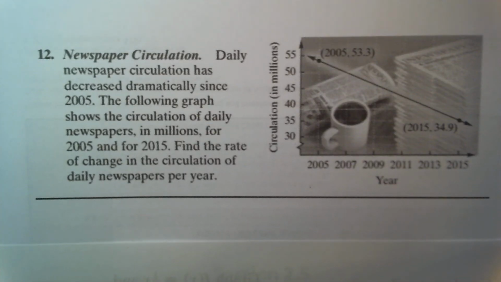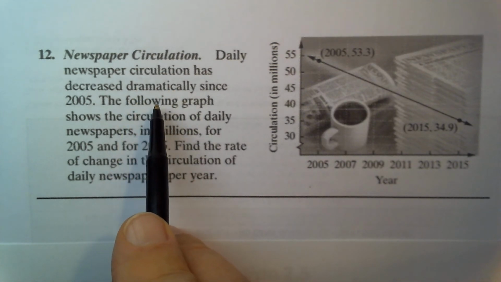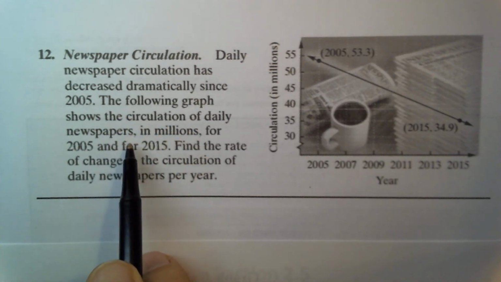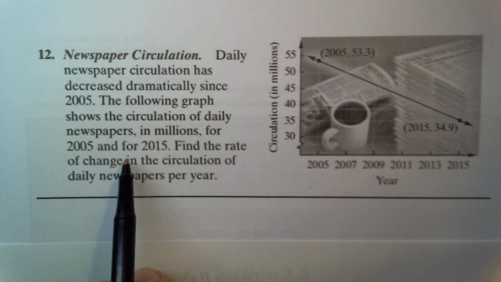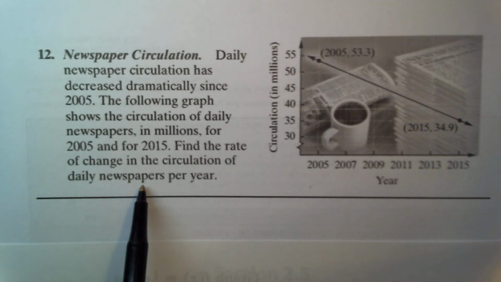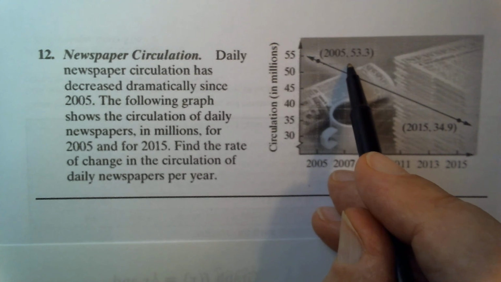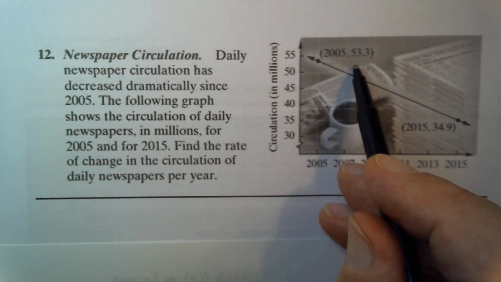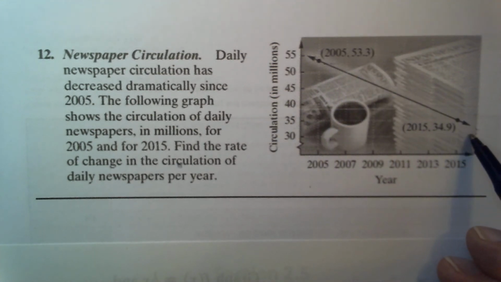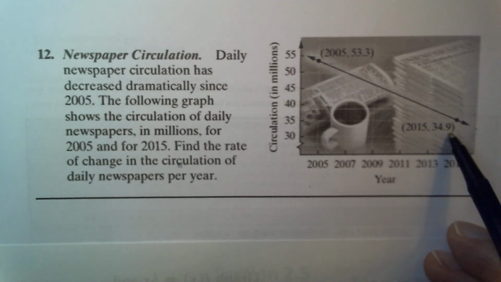The last exercise for the section is newspaper circulation. Daily newspaper circulation has decreased dramatically since 2005. The following graph shows the circulation of daily newspapers in millions for 2005 and for 2015. Find the rate of change in the circulation of daily newspapers per year. So we're given 1 point here, 2005, the year, and then the circulation was 53.3 million. And in 2015 rather, we are told the circulation is 34.9 million.